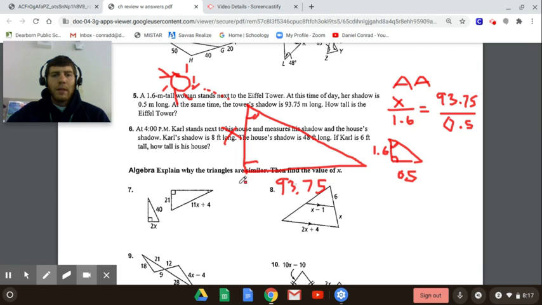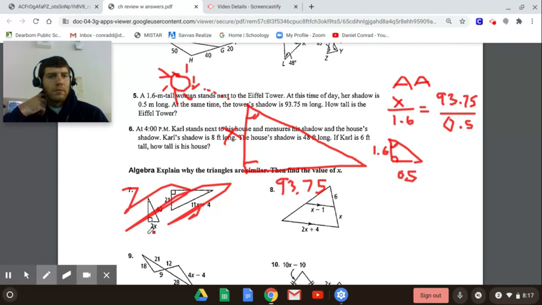So that's going to be the base of your triangle. Carl's shadow and then the house's shadow. And then we're figuring out the height of the house. We have Carl's height, we have the length of the shadows. Draw it out, draw your triangles out, set up your proportions, and solve. Okay, for 7 through 10 here, we've told you to skip 7. Don't worry about number 7.